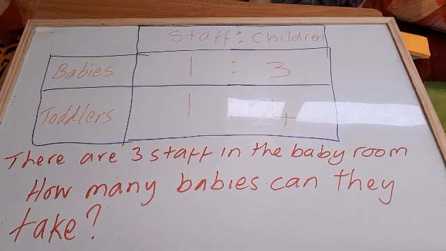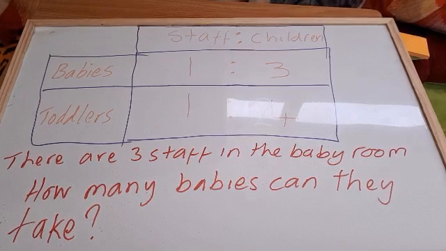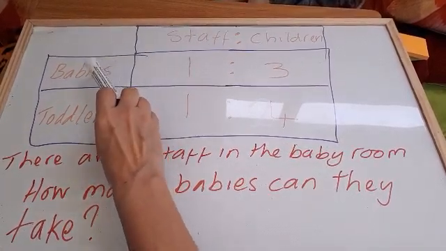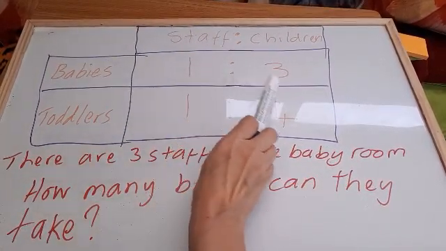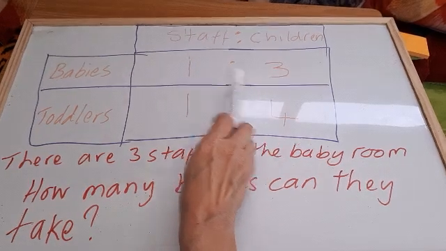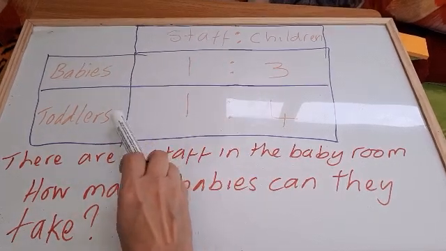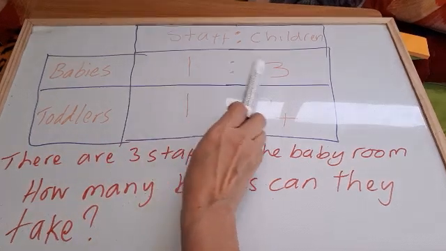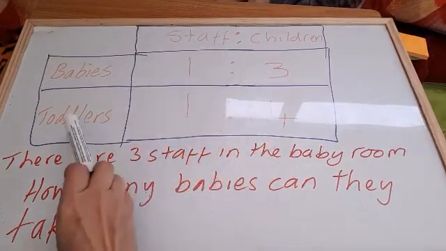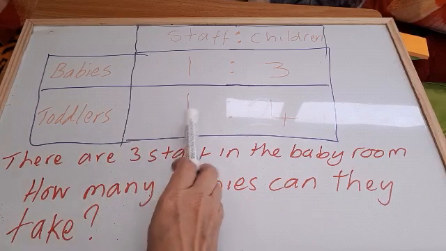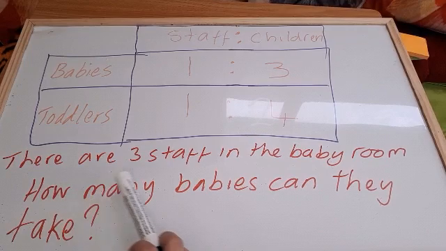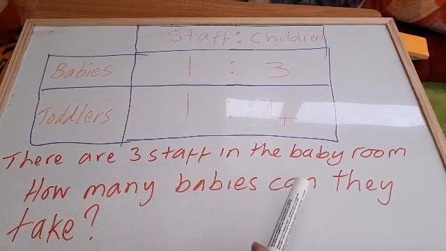This question is given in the form of a table. Hopefully you can see this. We've got a two-way table that looks at the ratio of staff and children needed with different ages of children. So for babies, there has to be 1 staff to 3 children. For toddlers, there has to be 1 staff for every 4 children. The question is, there are 3 staff in the baby room.